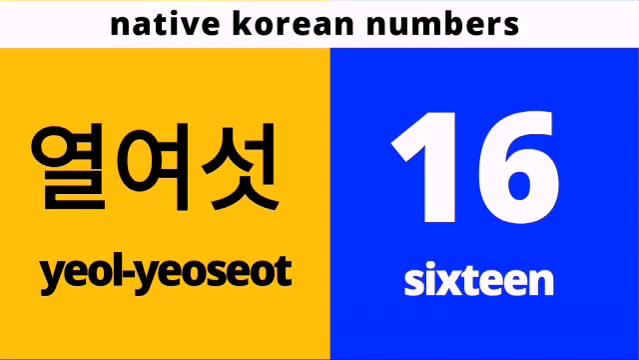Next is this one. The native Korean translation of 16 is YOL 여섯. YOL is 10, 여섯 is 6. So 10 plus 6 is 16. And that is why YOL 여섯 is 16.